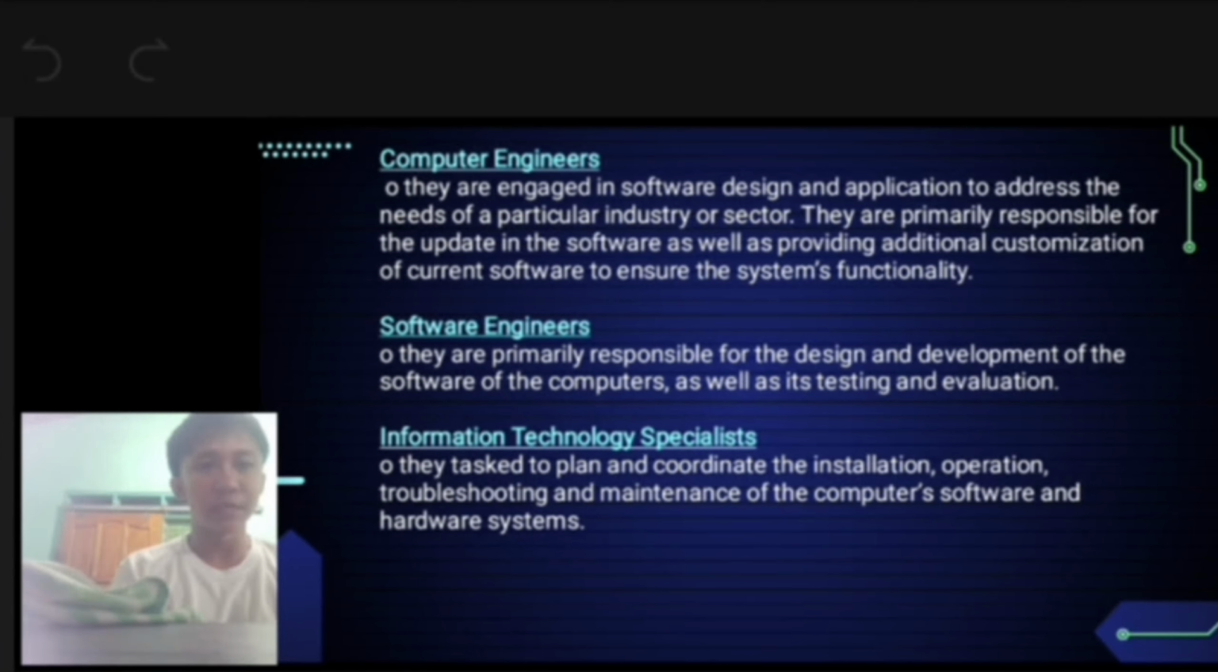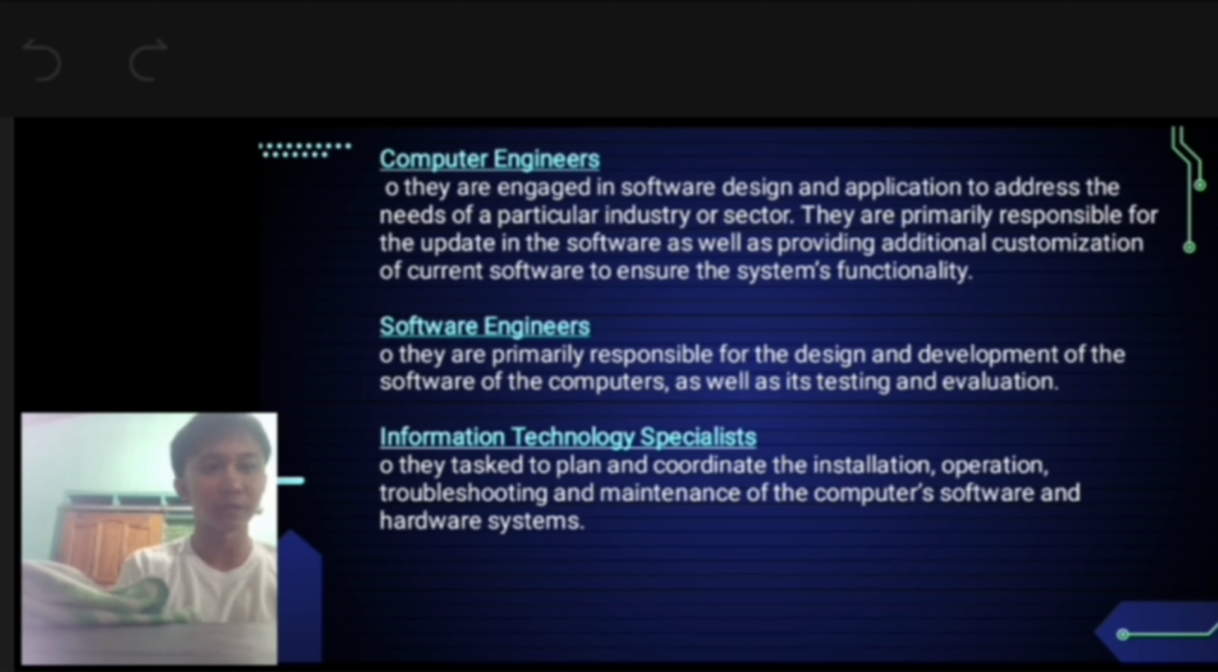Computer engineers are engaged in software design and application to address the needs of a particular industry or sector. They are primarily responsible for updating the software as well as providing additional customization of current software to ensure the system's functionality. They work on software development and application to meet the demands of a specific area or industry.